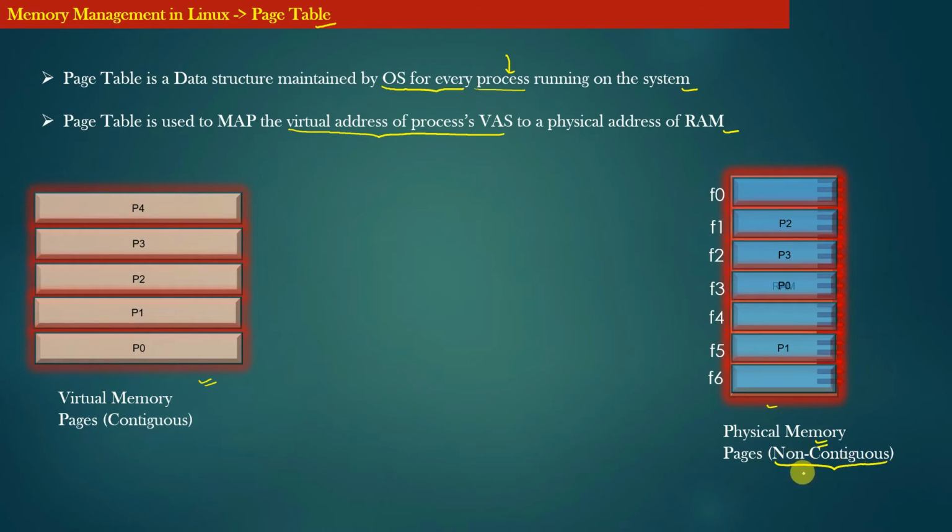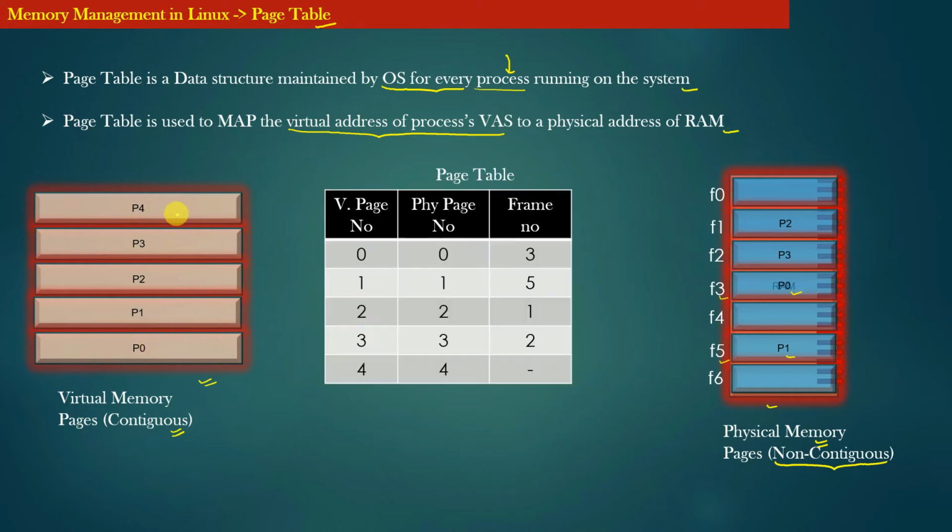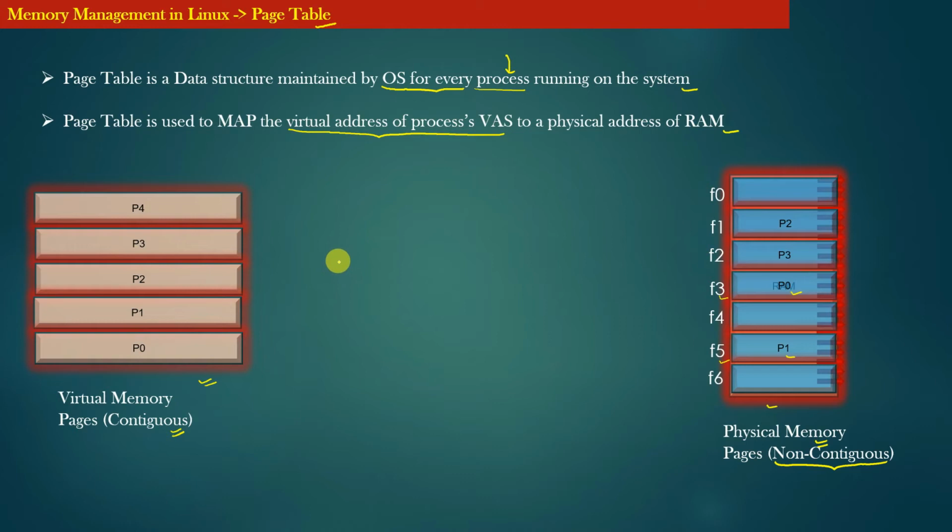Non-contiguous here means that pages of a process which are contiguous need not be present in adjacent frames in main memory. You can see that physical page P0 is present in frame F3 and physical page P1 is present in frame F5, and frames F3 and F5 are not adjacent. It is for this reason that physical memory is called non-contiguous memory. Whereas virtual memory is called contiguous memory because virtual pages in virtual memory have to be strictly laid down in ascending order. Now let us see where the page table fits.